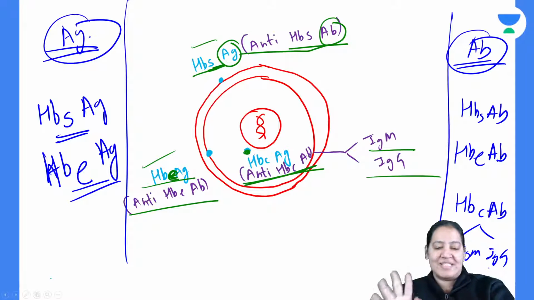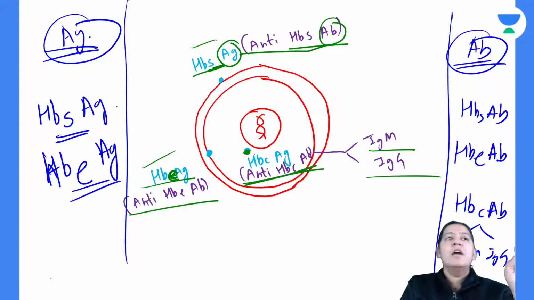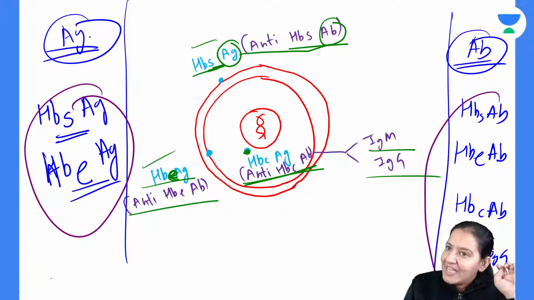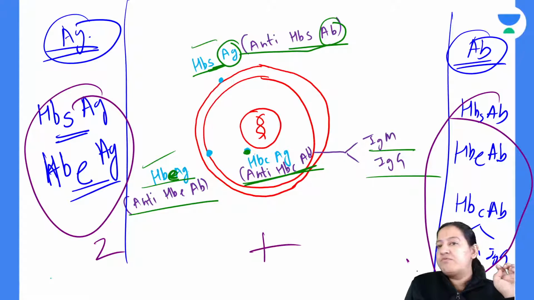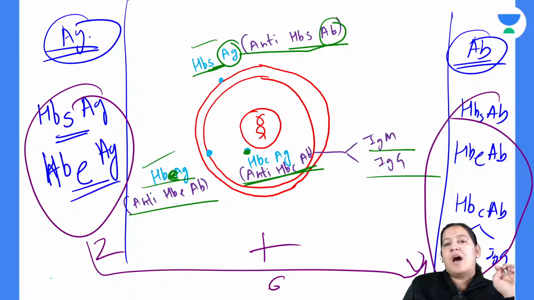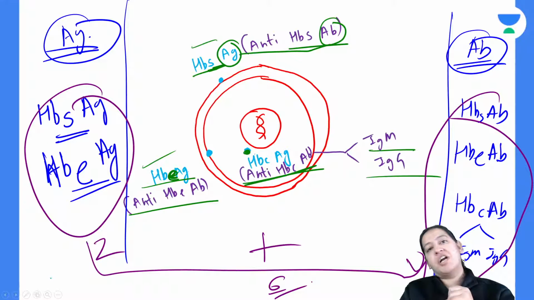What are these 6 things? Two antigens and 4 antibodies. 2 plus 4, a total of 6 markers. These are the 6 serological markers of hepatitis B. Everyone give me a thumbs up. Have you got it?